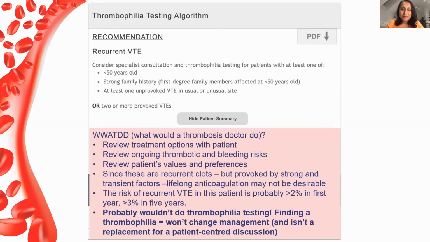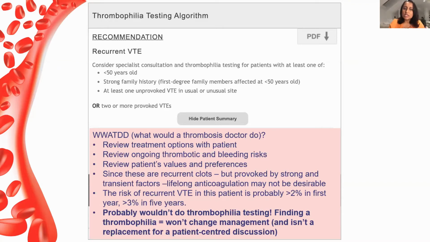So what would a thrombosis doctor do? Well, I'll tell you what this thrombosis doctor would do. As I would with any patient, I would finish at least 3 months of therapy before I even think about testing. I would then bring this gentleman in to discuss treatment options, his ongoing risks, how he feels about being on blood thinners, and what his worries are about the risk of recurrence.